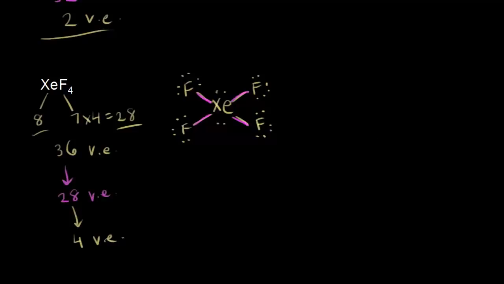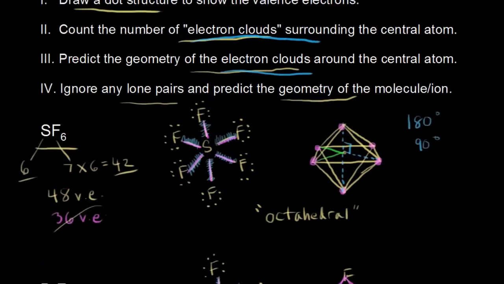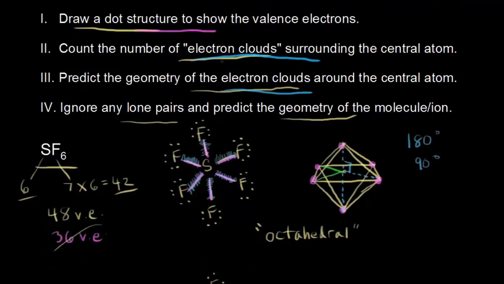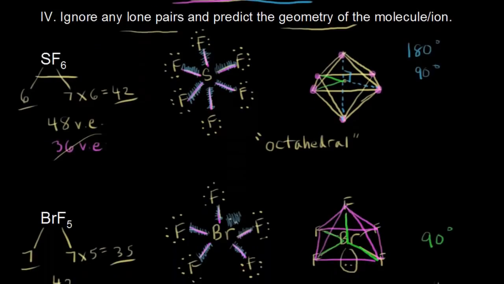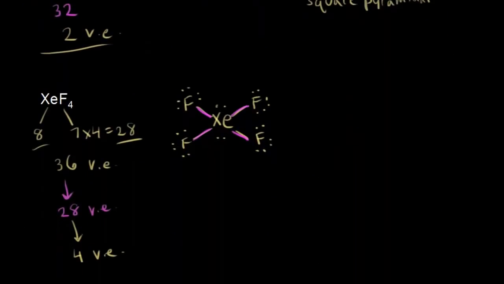All right, let's go back up and refresh our memory about what we do after we draw our dot structure. After you draw your dot structure, you count the number of electron clouds, and then you predict the geometry of those electron clouds. So let's count our electron clouds for this one. Our regions of electron density: these bonding electrons are an electron cloud, same with these bonding electrons and these over here as well. And in this example, we have 2 lone pairs of electrons, and each one of those is a region of electron density, and so we have a total of 6 electron clouds for this example.